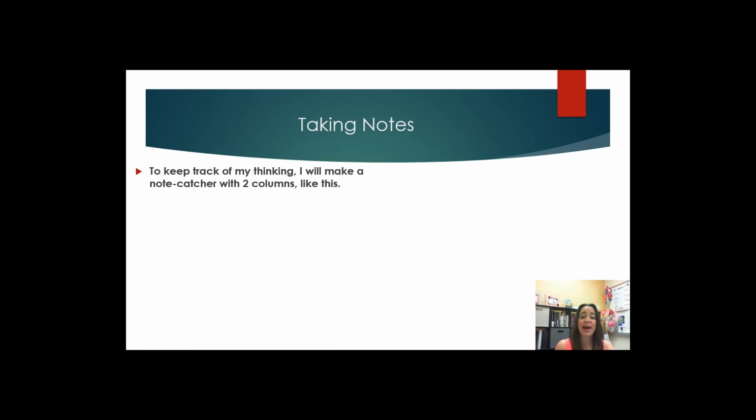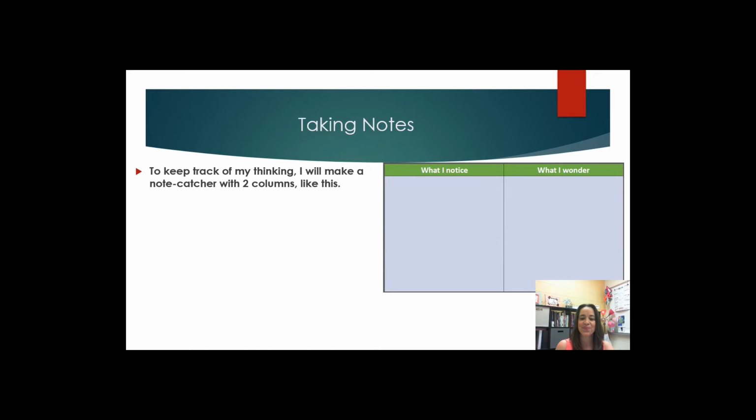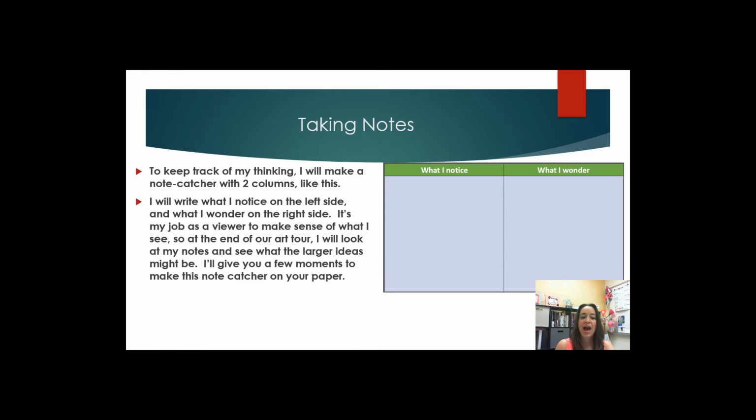To keep track of my thinking, I will make a note catcher with 2 columns, like this. I will write what I notice on the left side and what I wonder on the right. It's my job as a viewer to make sense of what I see. So at the end of our art tour, I will look at my notes and see what the larger ideas might be. I'll give you a few moments to make this note catcher on your paper.